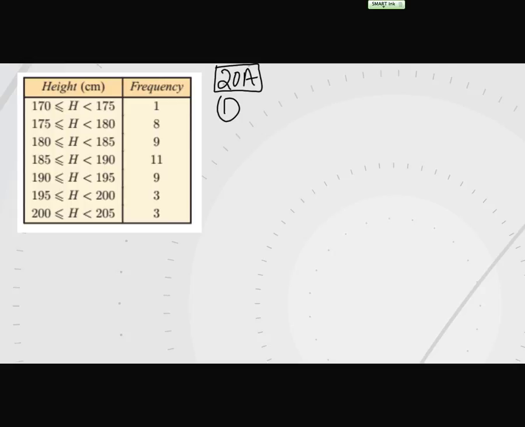Part B says, construct a frequency histogram for the data. The axes should be clearly marked and labeled, and the graph should have a title. So we're going to make a histogram. What should we title our graph? Or our histogram? Absolutely. Heights of basketball squad.